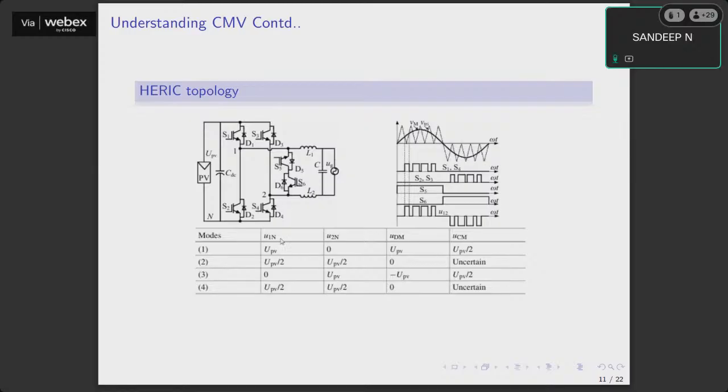You can see here that when U1N is UPV and U2N is 0, the differential voltage is UPV and the common mode voltage, by the same definition, is UPV by 2. Now the moment you want to generate a zero output voltage in the output, of course you connect S1 and S3 on. So whenever you want the output to be 0, then you turn on the switches S5 and S6.